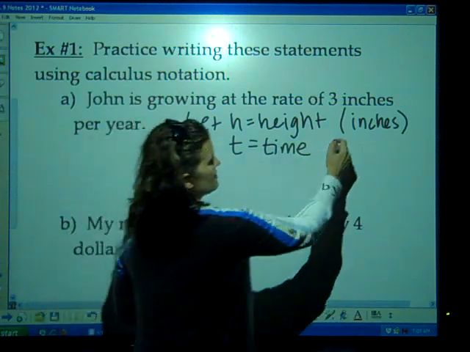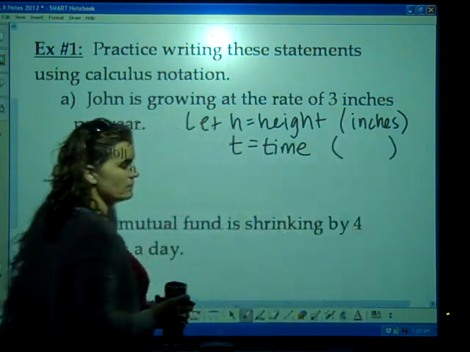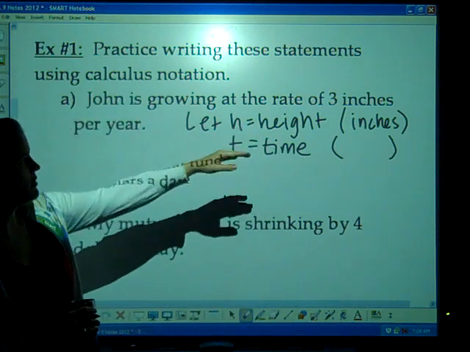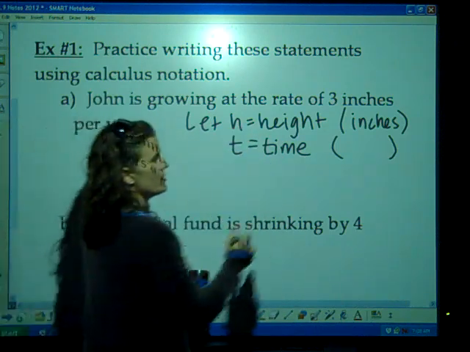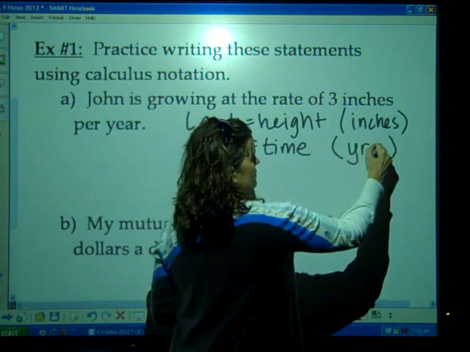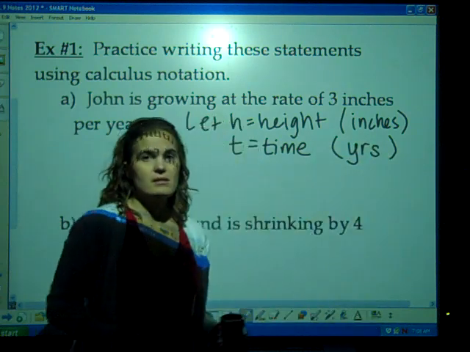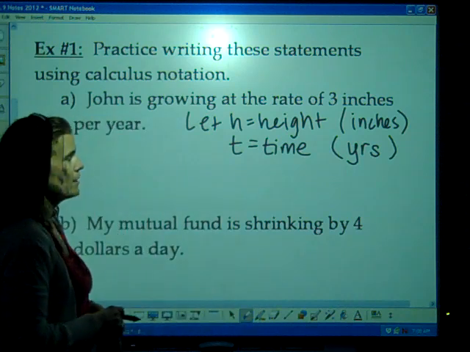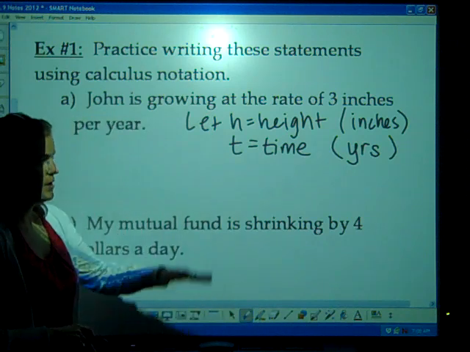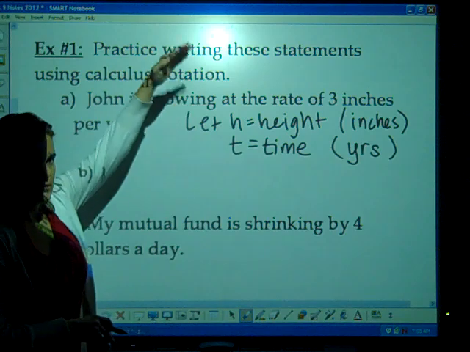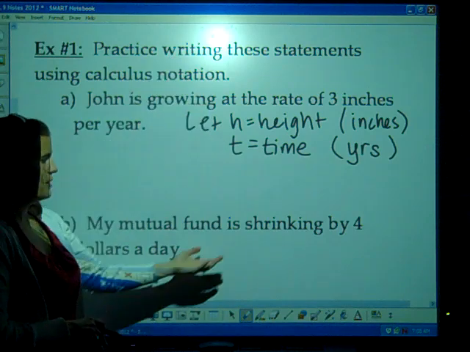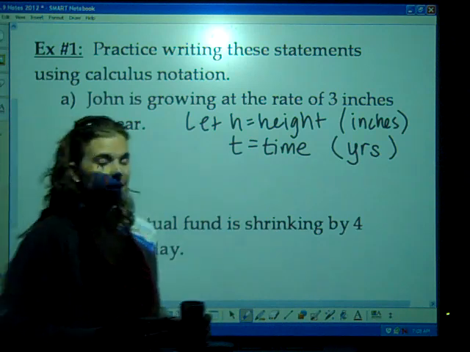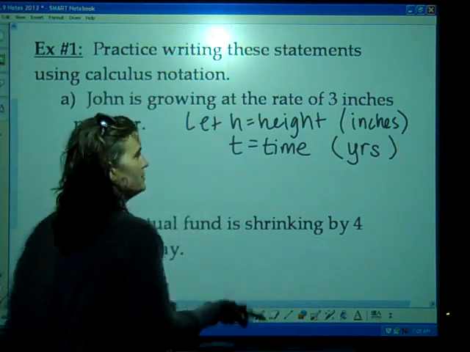But it is interesting because the units will vary for time. In this case, he was growing 3 inches per year, so our time is in terms of years. In other problems, it's going to be in terms of days or seconds, so our time obviously varies as well. So if John is growing, so obviously increasing over time, and that's a key word compared to other problems that will be shrinking or decreasing, that will indicate the sign of the rate of change.